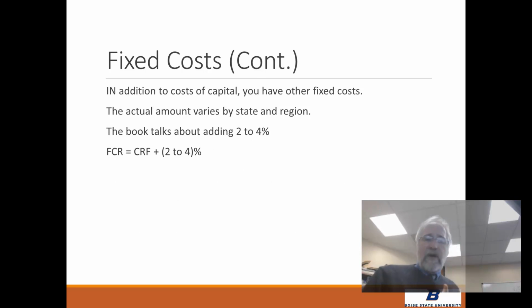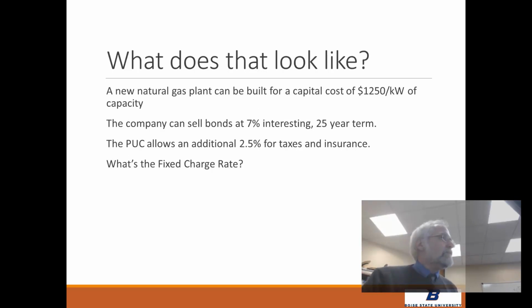And then in addition to the cost of capital, that capital recovery factor, there's the taxes and insurance and that sort of thing. So as the book describes it, you might be adding anywhere from 2 to 4%, maybe even a little bit more depending on the location and the kind of utility. So the fixed charge rate, that thing we're looking for to come up with our fixed cost in a given year, is equal to the capital recovery factor, the A given P factor from engineering economics, plus anywhere from 2 to 4%. So what does that look like?